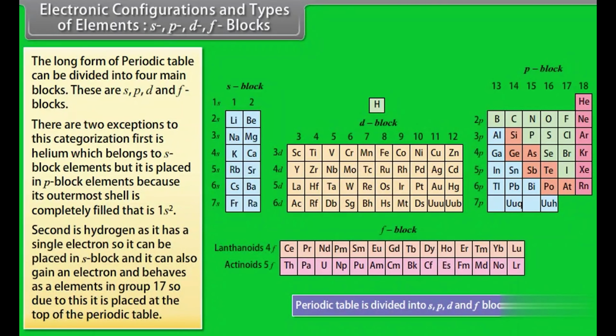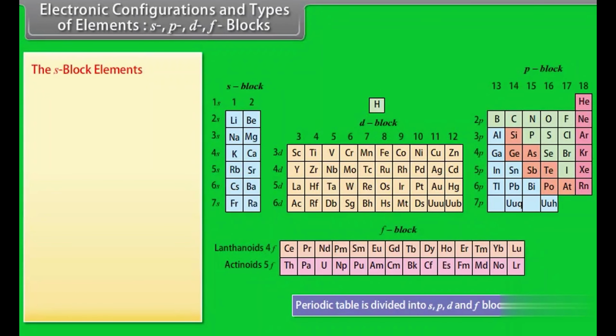Second is hydrogen, as it has a single electron, so it can be placed in the s block, and it can also gain an electron and behave as elements in group 17. So, due to this, it is placed at the top of the periodic table.